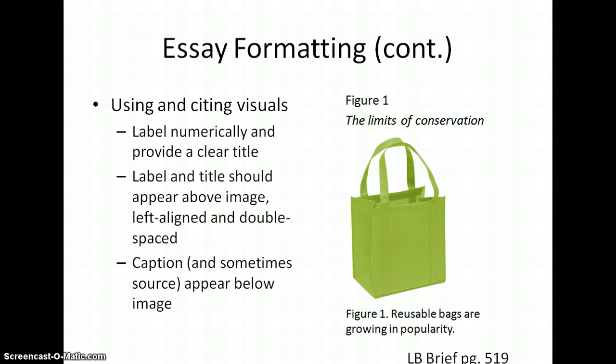When you are using and citing visuals, label them numerically and provide a clear title. Label and title should appear above the image, left aligned and double spaced. Caption and sometimes source appear below the image. For instance, Figure 1, the limits of conservation. Below it, Figure 1, reusable bags are growing in popularity.